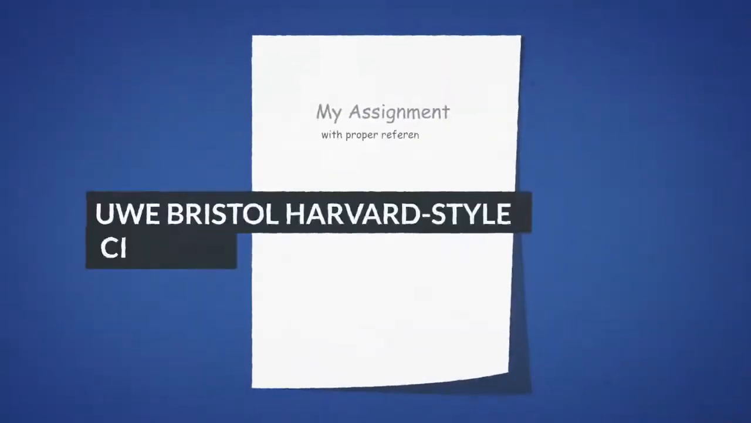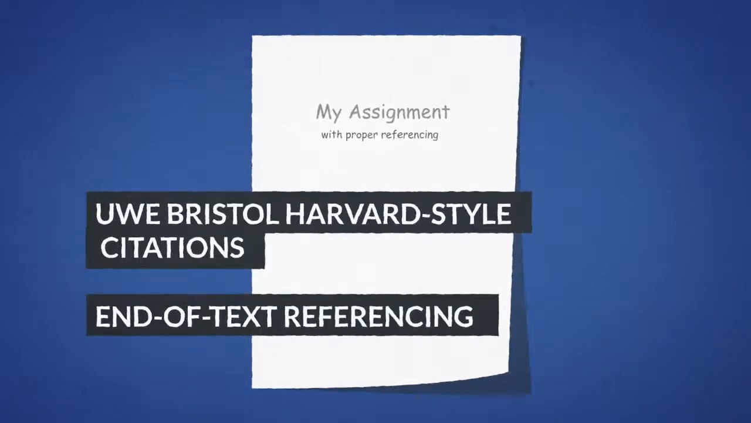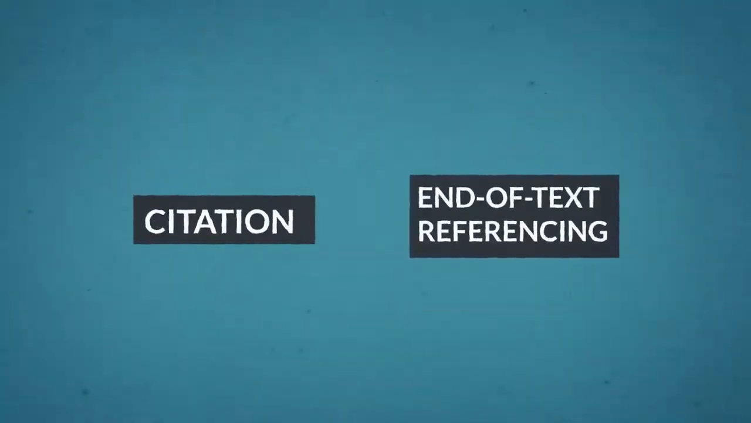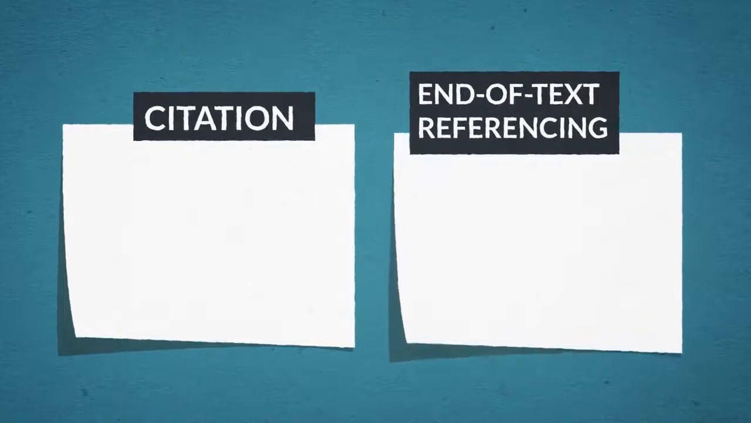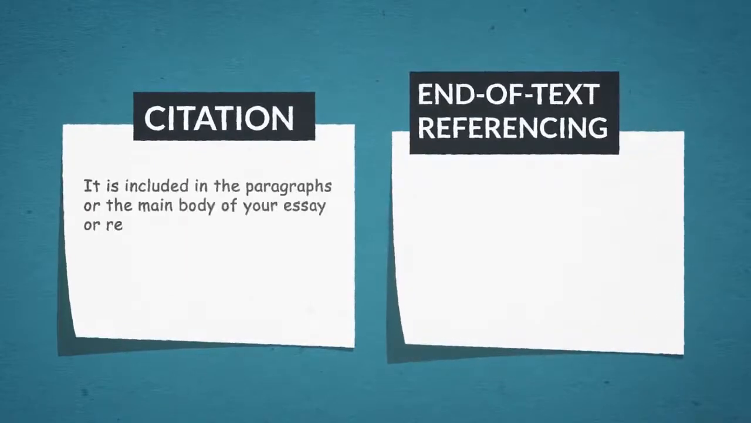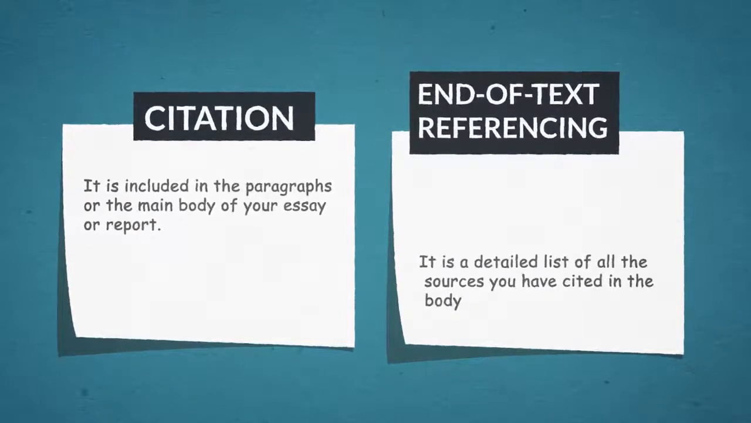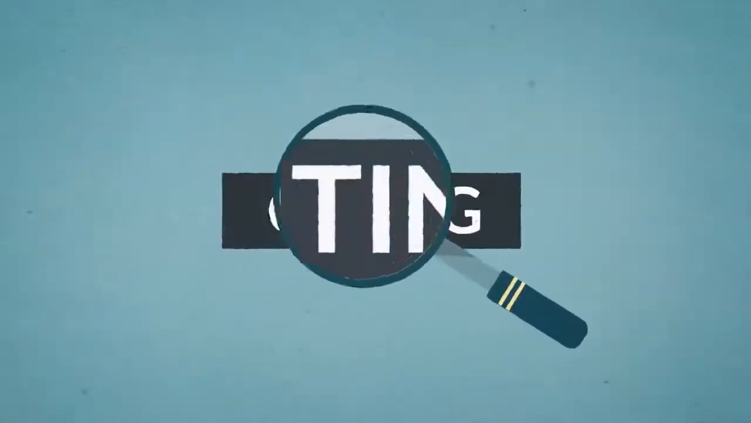You need to use the proper UWE Bristol Harvard style citations and end-of-text referencing in order to do a good piece of work. So, what are citations and end-of-text referencing? A citation is what you would include in the paragraphs or the main body of your essay or report. However, the end-of-text referencing is a detailed list of all the sources you have cited in the body. This reference list is included at the end of the paper.